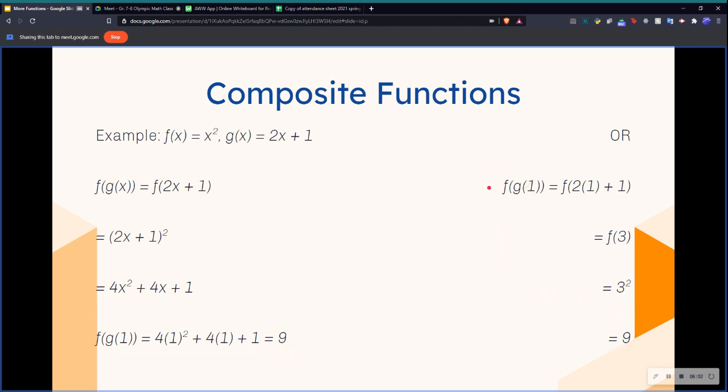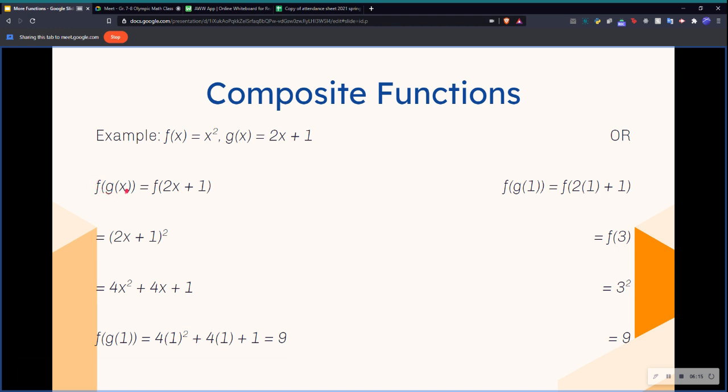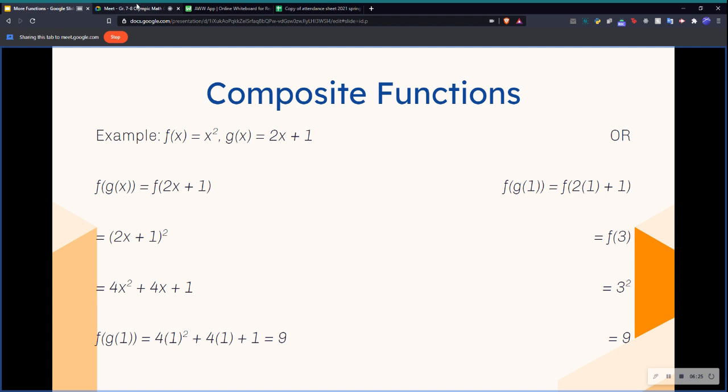But if you want to find the composite function at a specific value, not x, then I would just use the technique on the right side. But if it was just f of g of x, then it's a really similar technique, and I will use the technique on the left side. Right? Any questions?